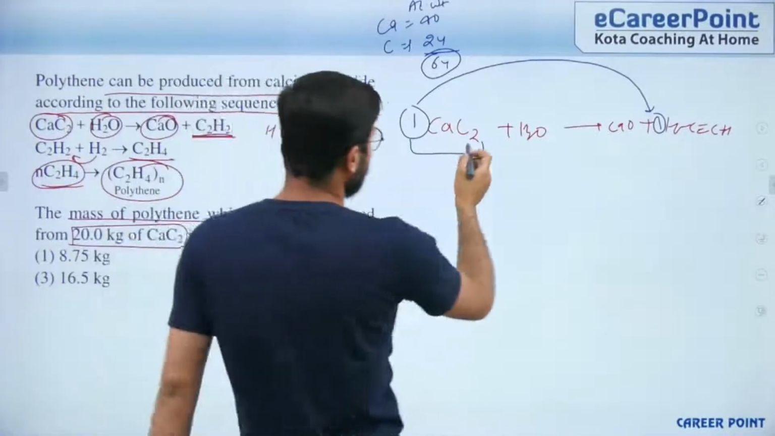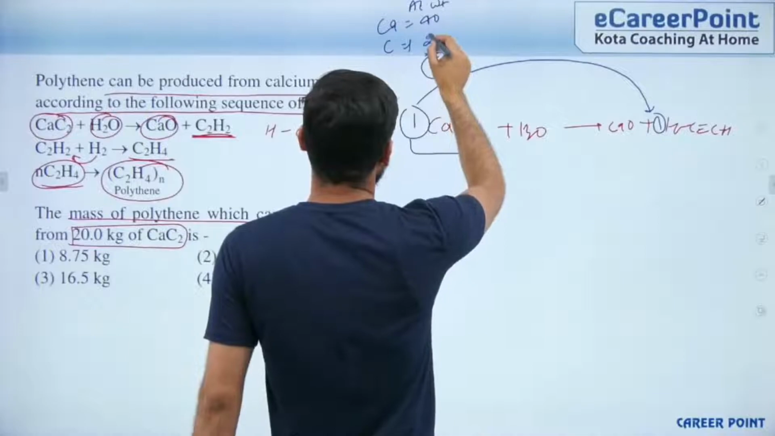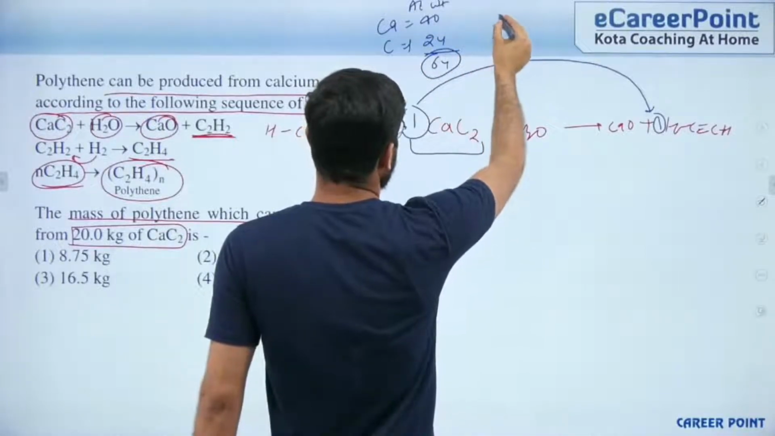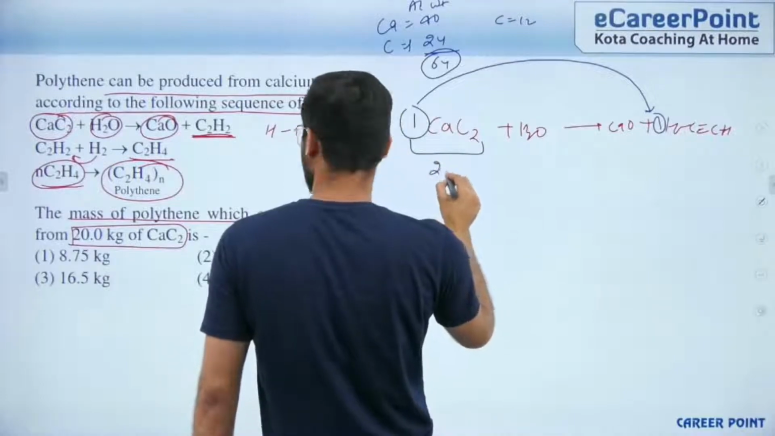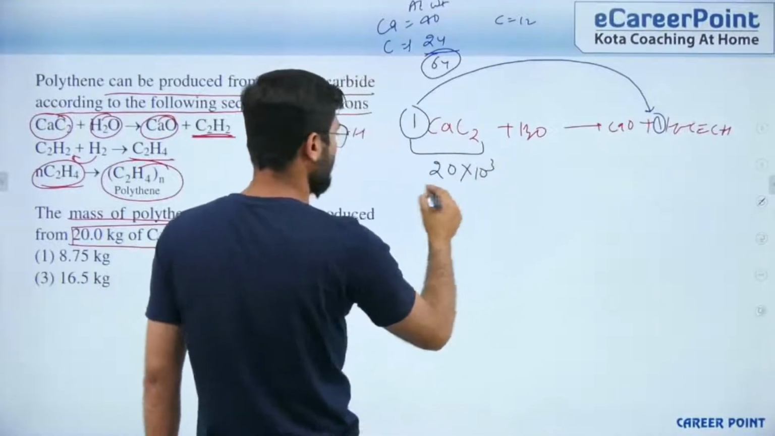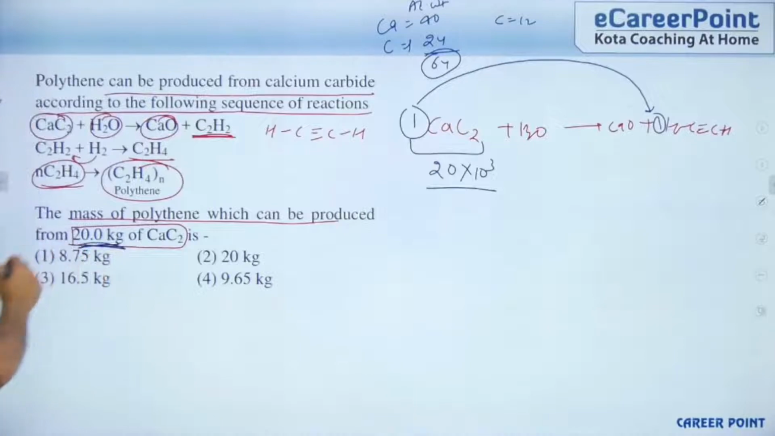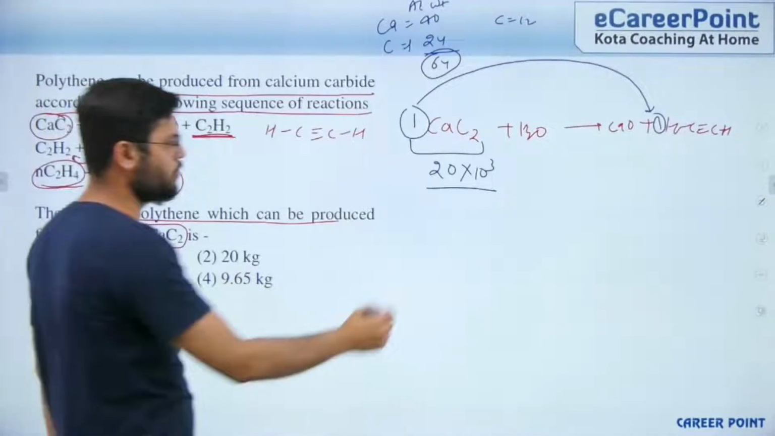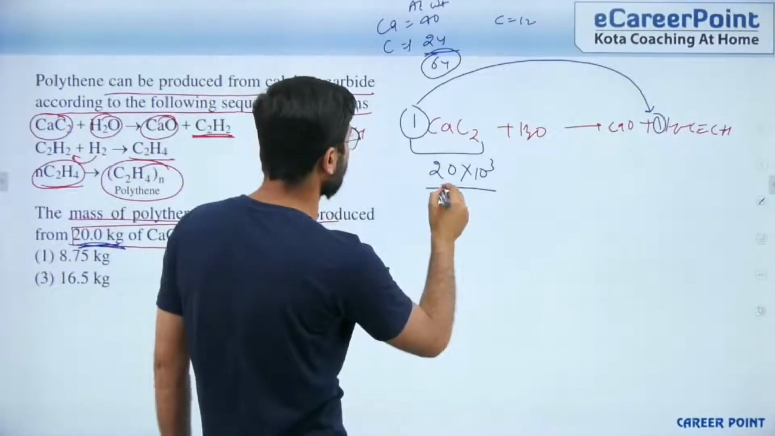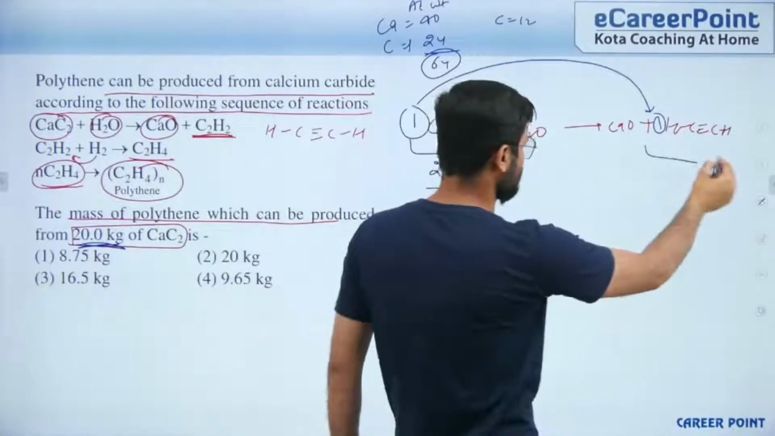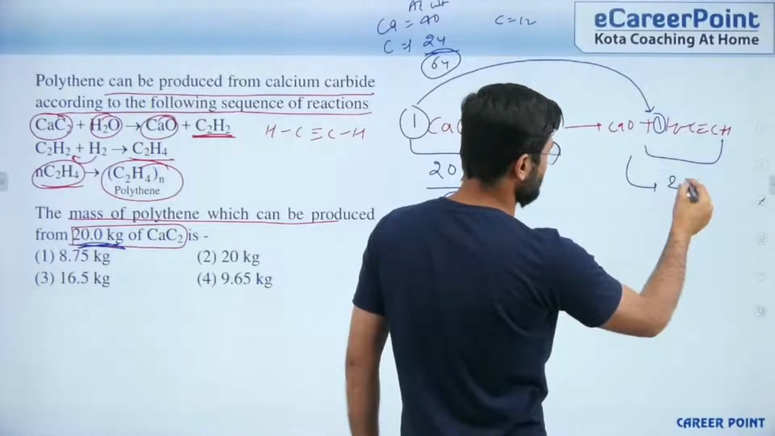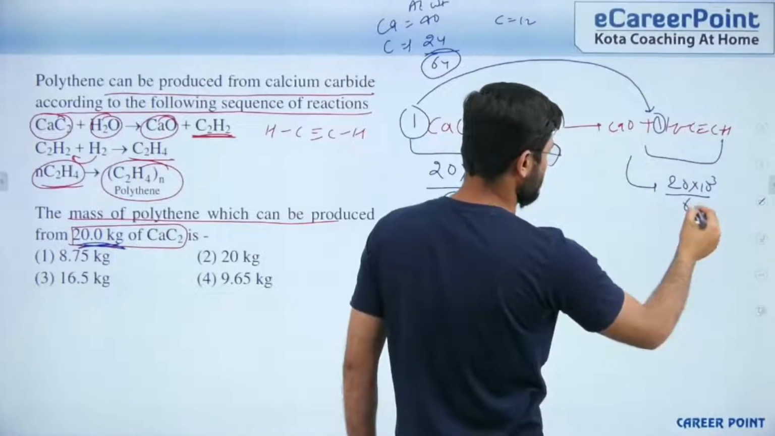Here we have how much carbon? We have 2 carbon. Carbon is 12, so it is 24. So we have 64. So the number of moles is the weight, 20 kilograms in grams, upon the molecular weight. How much molecular weight do we have? We have 64. So the same number of moles of acetylene we are going to make.